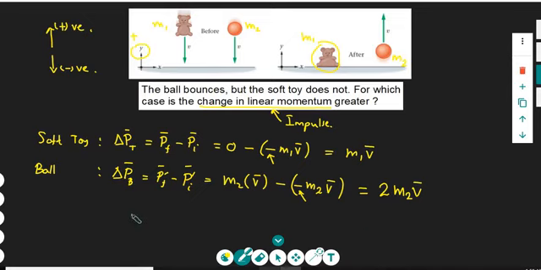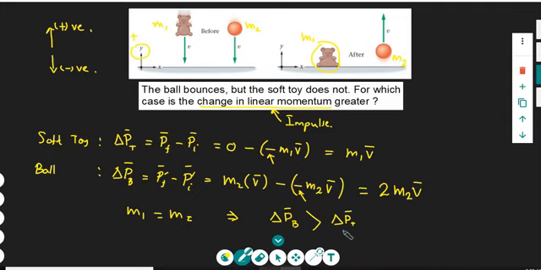Okay, now in a case where m1 equals m2, that means let's suppose that the soft toy and the ball have the same mass. In that case, what we can conclude is that the linear momentum change of the ball is larger than the linear momentum change of the toy. Actually, it will be twice as large as the change in the linear momentum of the soft toy.